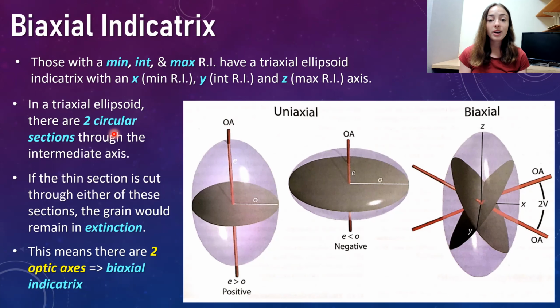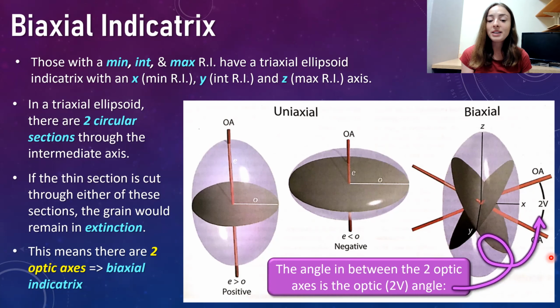And if the thin section is cut through either of these circular sections, the grain would remain in extinction. Why? Because if we remember from our uniaxial example, if it's a circular section through the indicatrix, then light vibrating in any direction would have the same RI value, and therefore, no matter how you rotate it, it would remain in extinction or remain black under the microscope. And because there are 2 circular sections you can find in these triaxial ellipsoids, this means there are 2 optic axes that go through these circular sections, and that means that the mineral is biaxial.